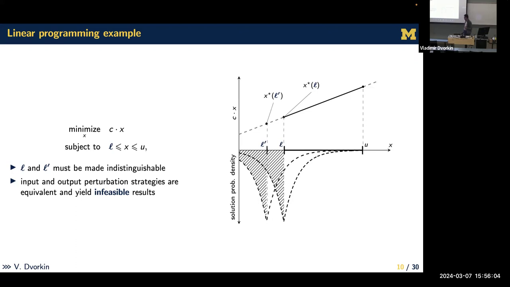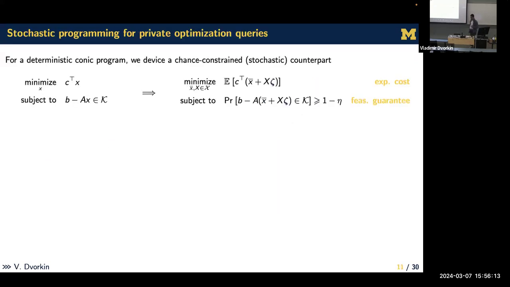The question is, how can we ensure feasibility and privacy at the same time? So this is a challenge. And to answer this question, we propose that for every deterministic problem of this form, we develop a stochastic optimization counterpart.